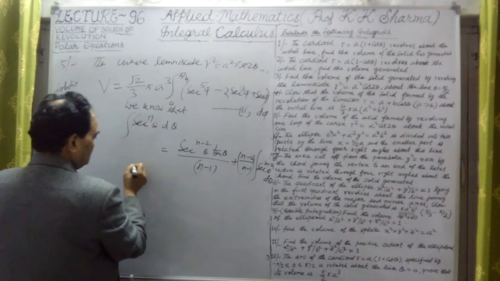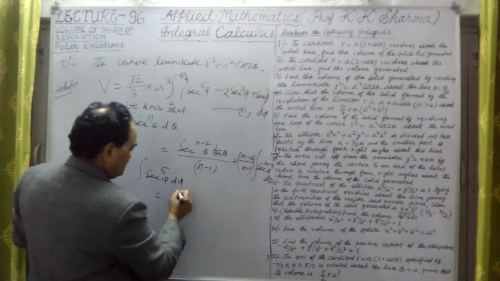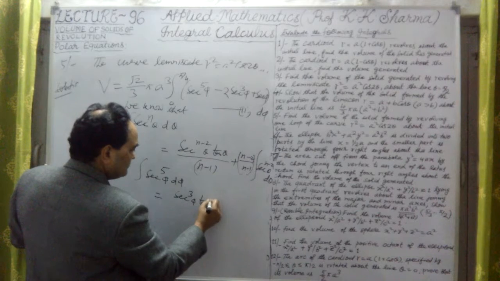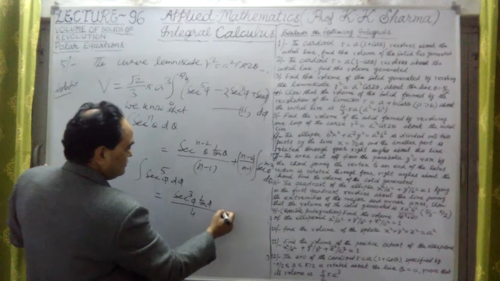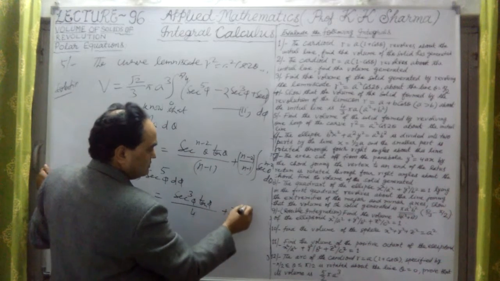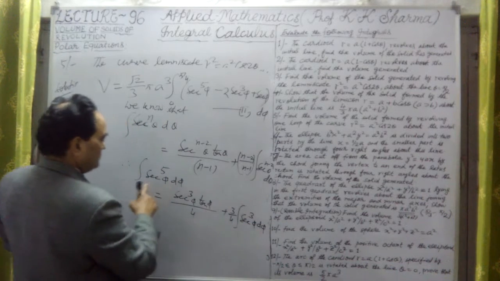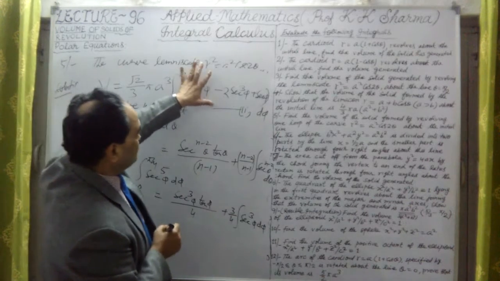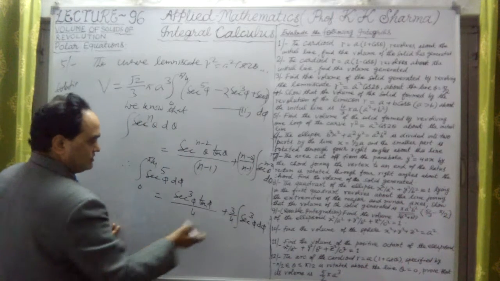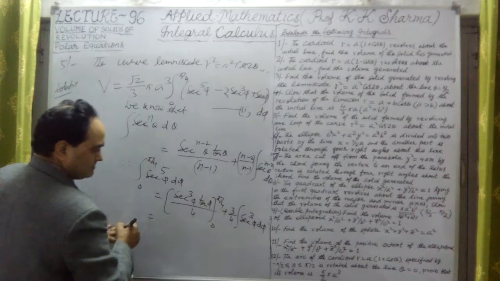Therefore, the integral of sec⁵φ dφ in this case will be sec^(n−2), that means sec³φ tanφ divided by n minus 1, that means 4 here, plus n minus 2 upon n minus 1, that means 3 by 4, integral of sec³φ dφ. We are solving, and limits are 0 to π/4. I am solving the first part, sec⁵φ. That value I will substitute, but before that sec³φ we will further solve. Here limits are 0 to π/4, here also 0 to π/4.